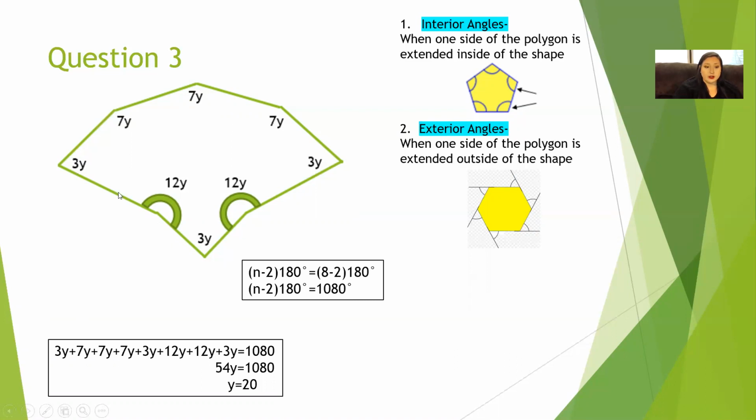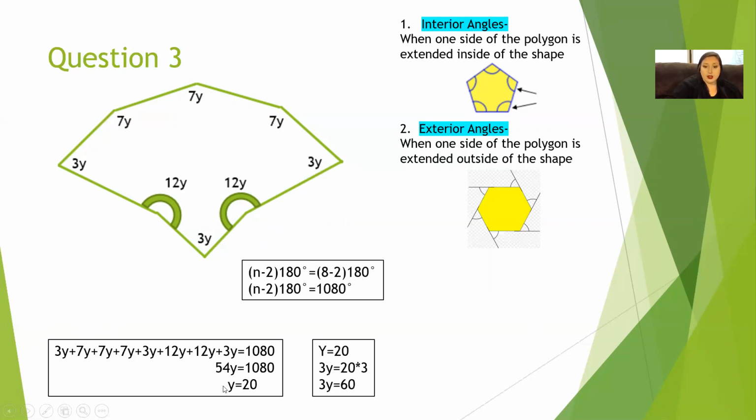So what we're going to do first is we're going to add all of these little variables together. So 3y plus 7y plus 7y plus 7y plus 3y plus 12y plus 12y plus 3y we know is going to be equal to 1,080. So all of those numbers added together gives us 54y equals 1080. And what we're going to do next is we're just going to divide 54 from both sides to get the variable by itself. So y is going to equal 20.